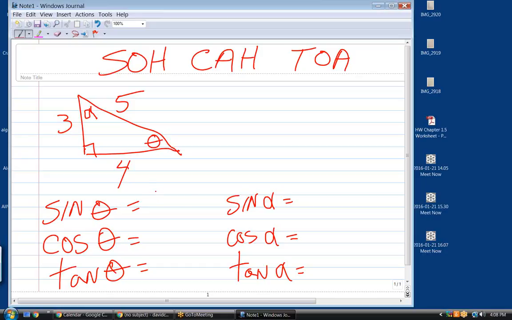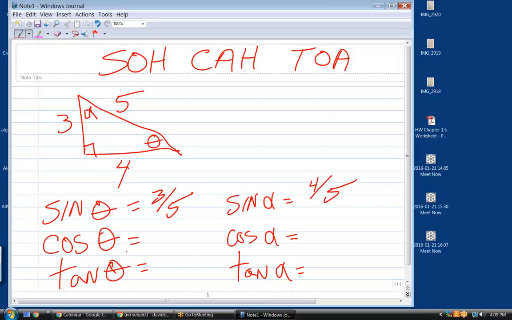Okay. So that would be 3/5. In other words, it's opposite over hypotenuse. Okay. What's the sine of alpha? The other angle. That'd be 4/5. Good.